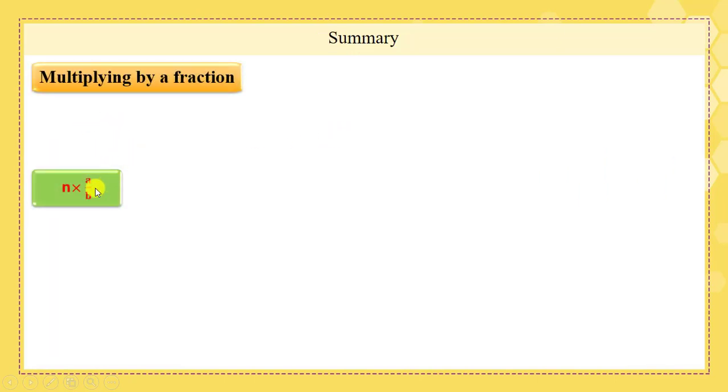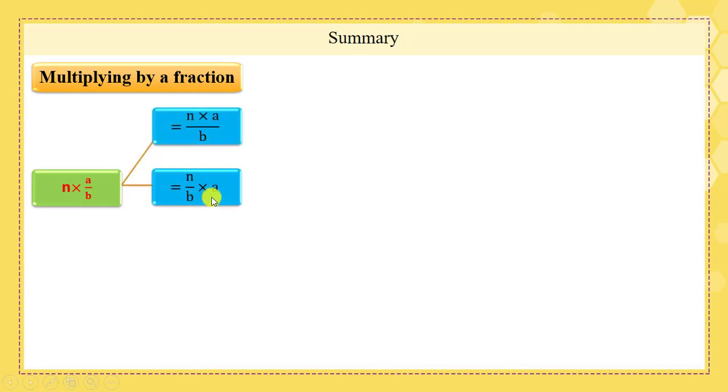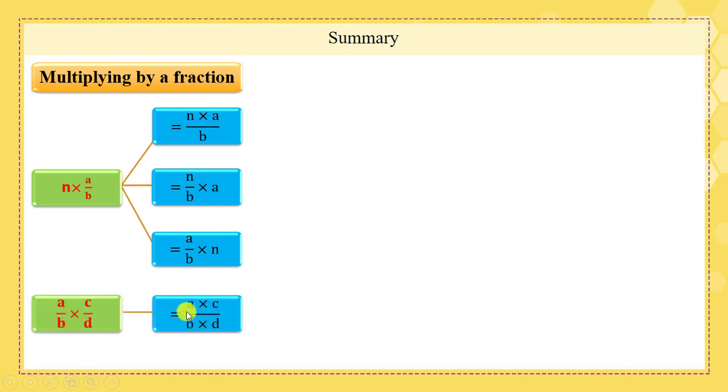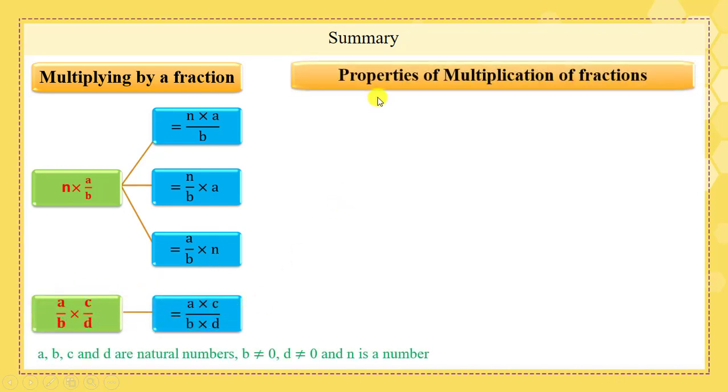Summary: multiplying by a fraction, n times a over b equals n times a over b equals n over b times a equals a over b times n. a over b times c over d equals a times c over b times d. Properties of multiplication of fractions.